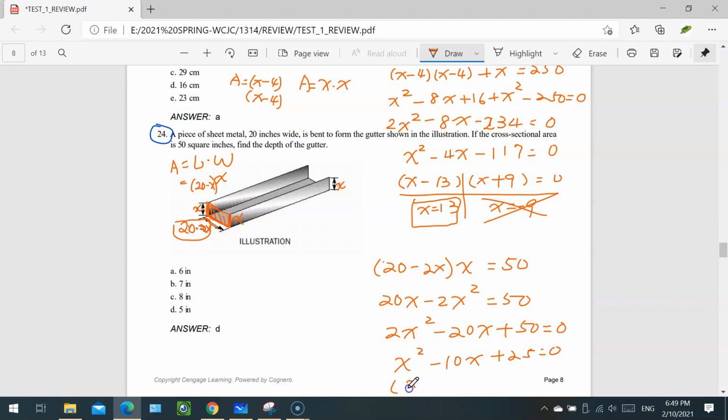So from here we can do the factoring. 5 by 5, you get 25. Both of the numbers have a negative sign. So we know x equals 5. x represents the depth of the gutter. So x is equal to 5. So you go with D.